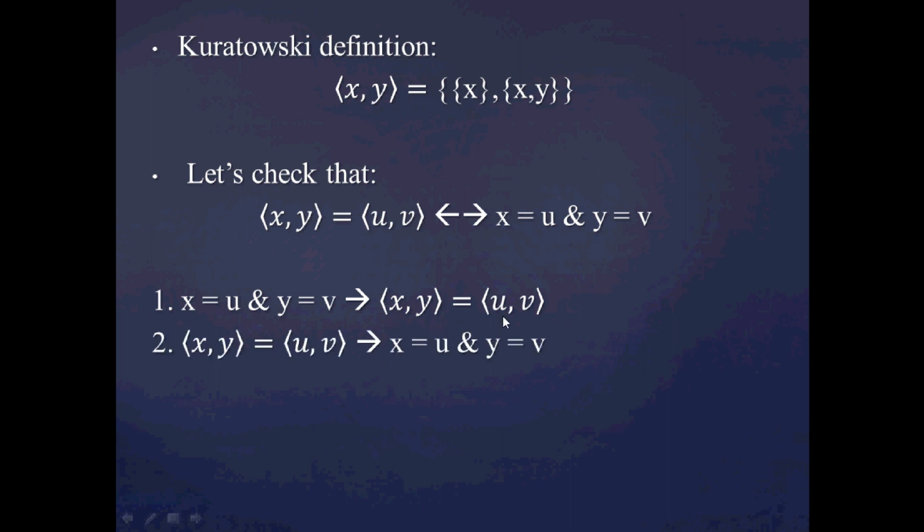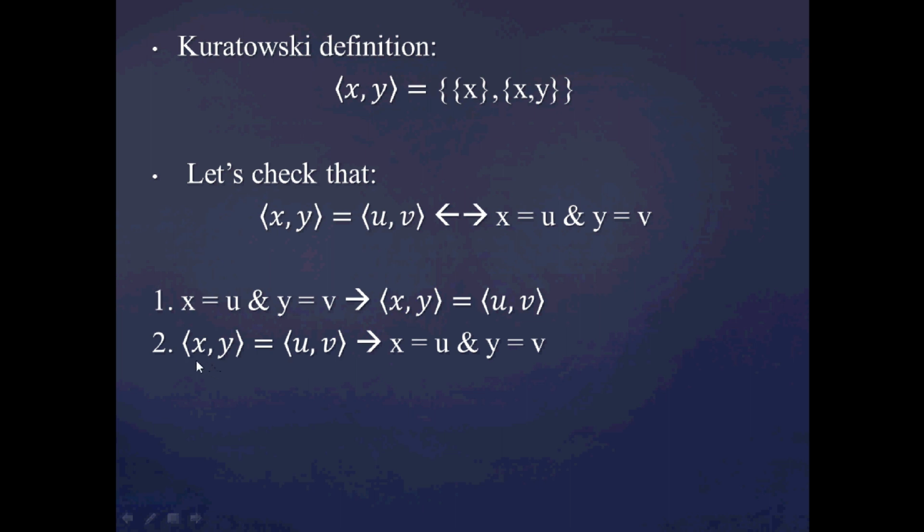And secondly, if it's true that the ordered pair xy is equal to the ordered pair uv, then that implies that x is equal to u, that the first components are equal, and y is equal to v, that the second components are equal. So this first statement here is pretty easy to see, because if x is equal to u and y is equal to v, then xy can be written as uv. So I just get the statement uv is equal to uv. So those are the same thing, and we're just going to leave it at that.